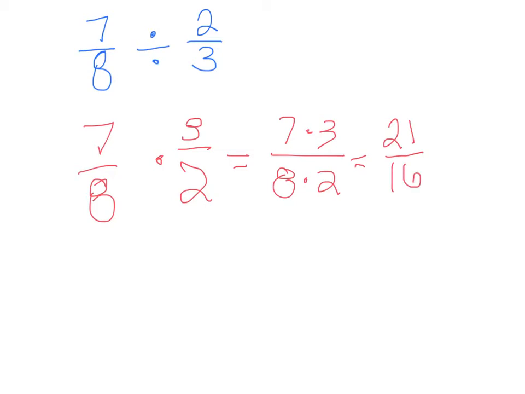And we're not done yet because 21/16 we can reduce. So we know that 16 goes into 21 one time with a remainder of 5. And 5/16 cannot reduce any further because 5 is not a factor of 16 and it's a prime number, so we have nothing to reduce further. So our final answer then is 1 5/16.